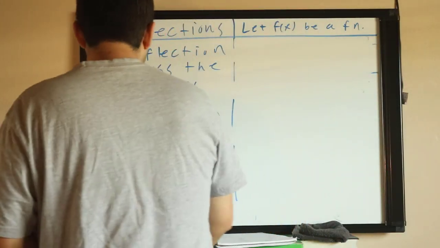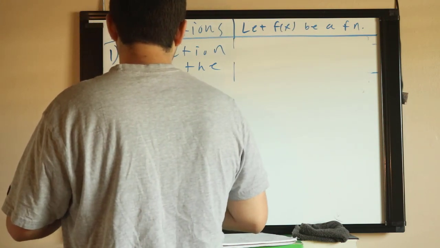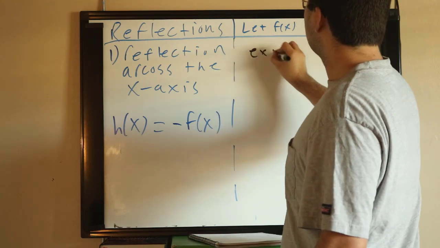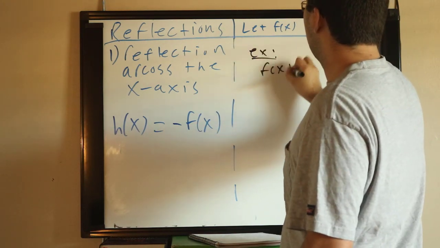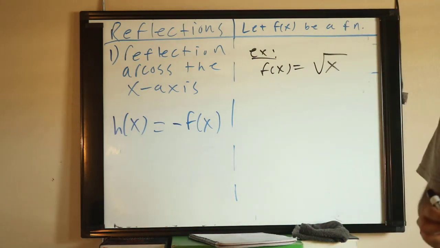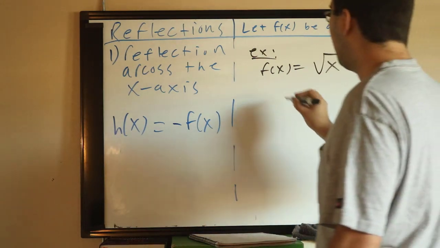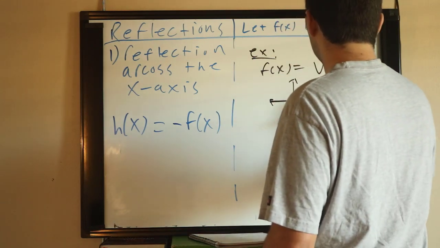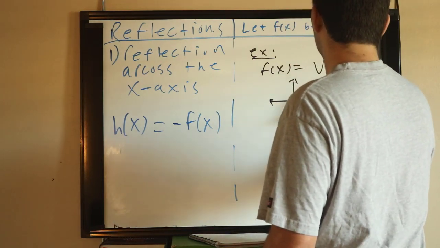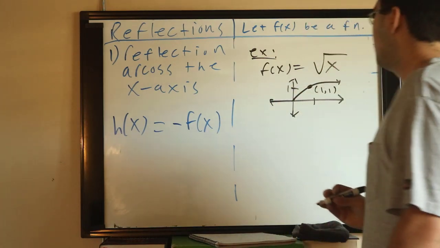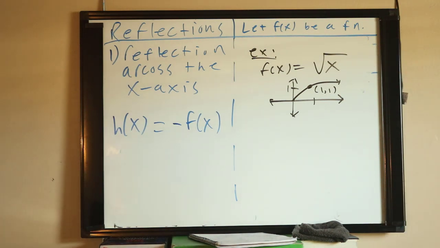How does that look visually? Let's go and do an example. So we'll use f of x equals square root of x. Okay? So f of x equals square root of x. Just a quick recap. Alright? That is the parent graph. It has the point (1, 1) on the parent graph.